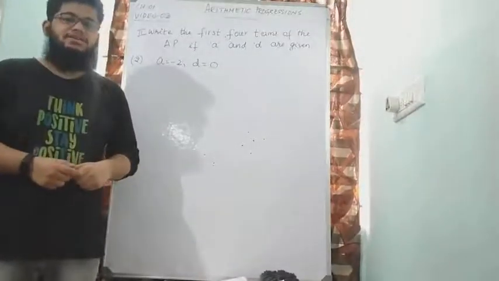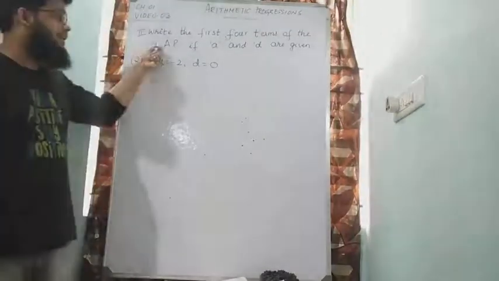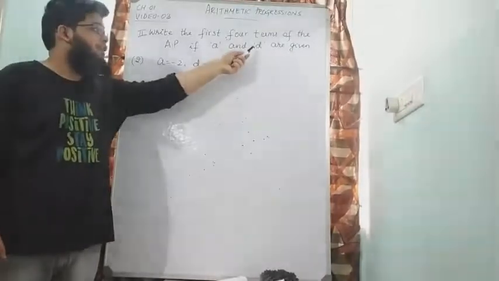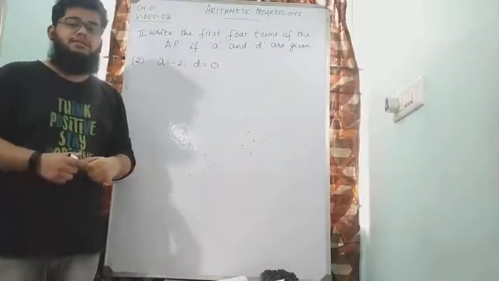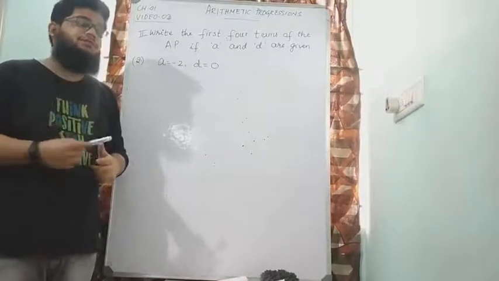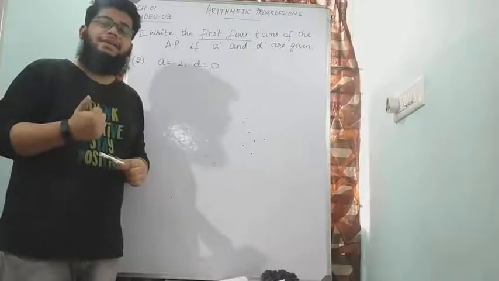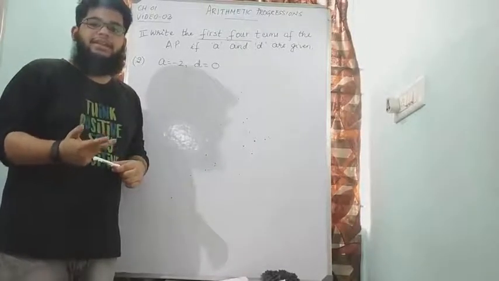In yesterday's class we had seen that in this main, if the value of A, which is the first term, and the value of B, which is the common difference, are given, how do we find the first four terms of the AP? When I say the first four terms, the four terms will be A1, A2, A3 and A4.